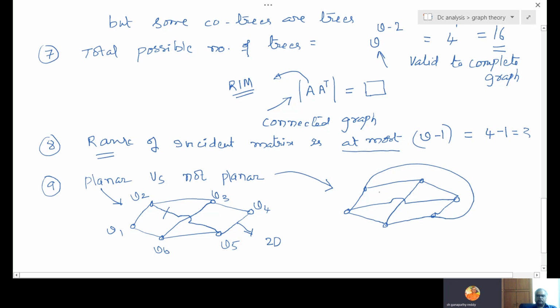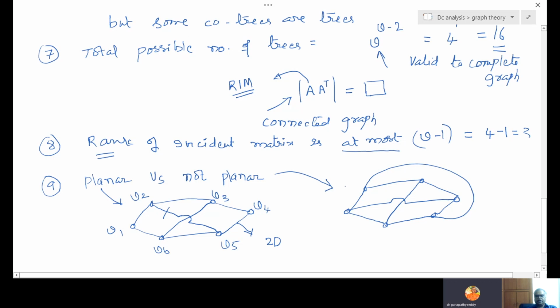Whereas in this case, this is already taken out. There is one more inside. Now try to connect this point and this point by all means. If you go like this, here a flyover will come. If you go like this, here a flyover will come. You try all possible ways. Without this flyover, you can't connect these two points. That's why it is non-planar.